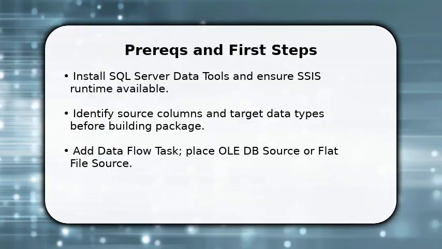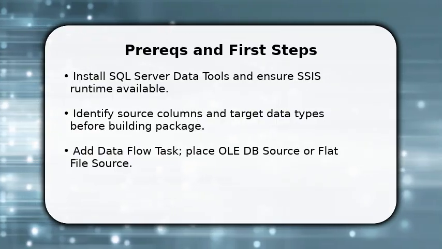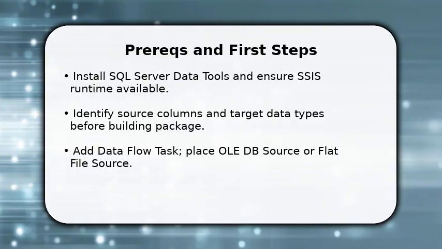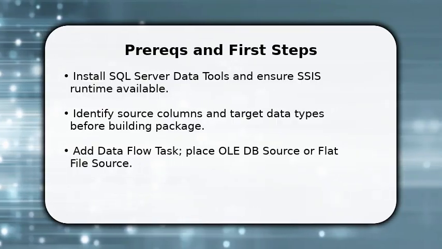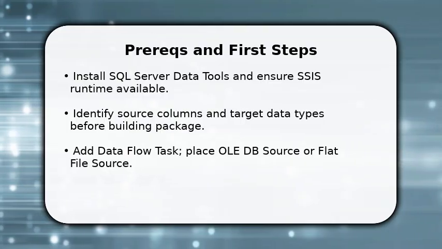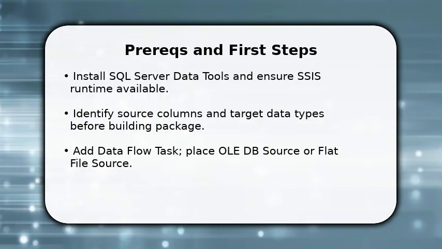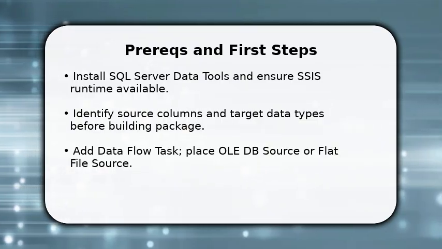You start by confirming prerequisites: SSDT installed and SSIS runtime accessible. Once done, inspect your source schema so you know which columns need conversion and why. Add a data flow task, then place an OLE DB source or flat file source and configure the connection. You want clean sample rows to test.